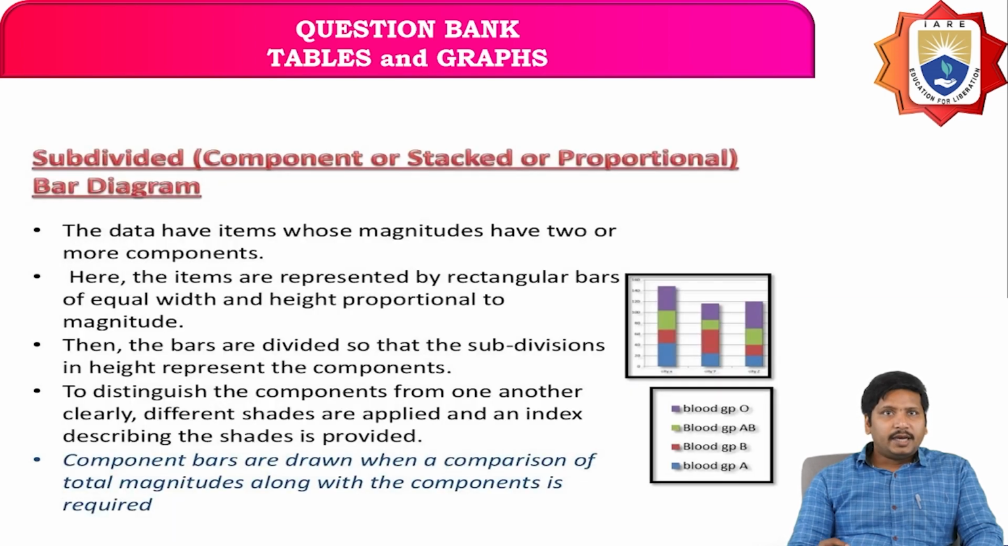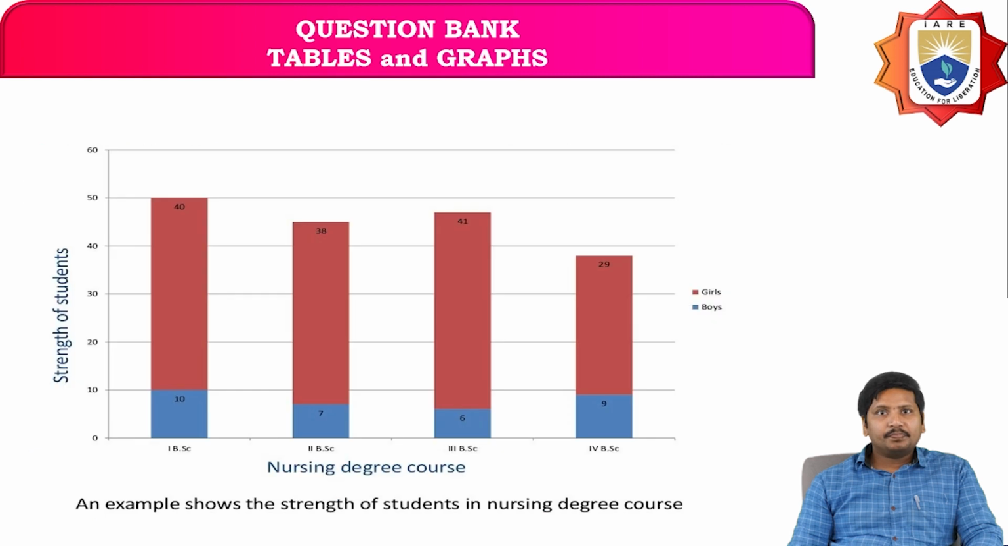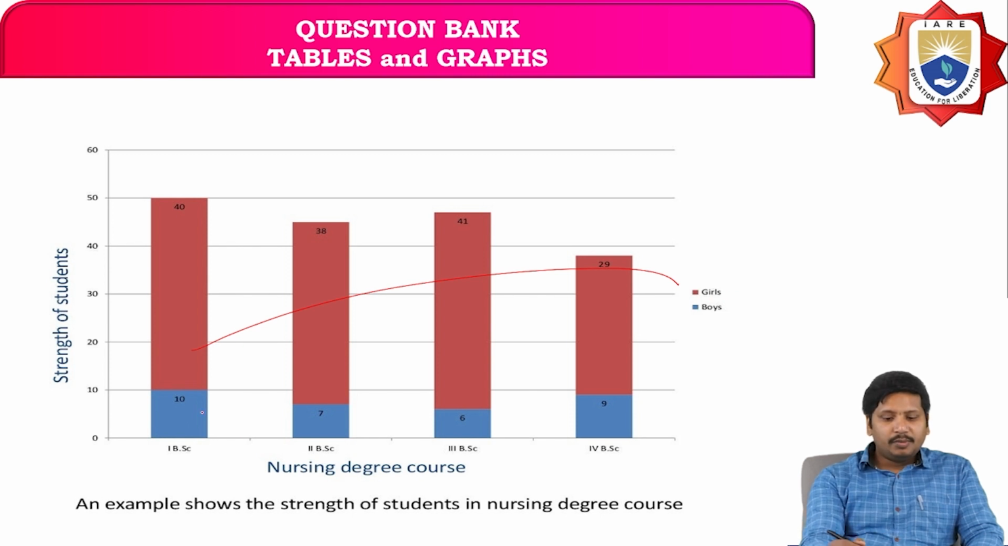A subdivided stack or proportional bar diagram means the bar is constructed and then split into different proportions. Each color represents a different section of the bar diagram. Like this, here the red color represents the percent of girls who completed the nursing degree, and the blue color indicates how many boys completed the first BSc nursing degree course.